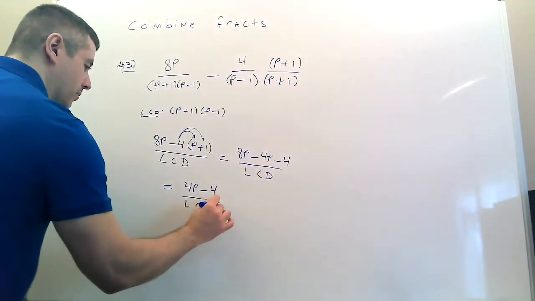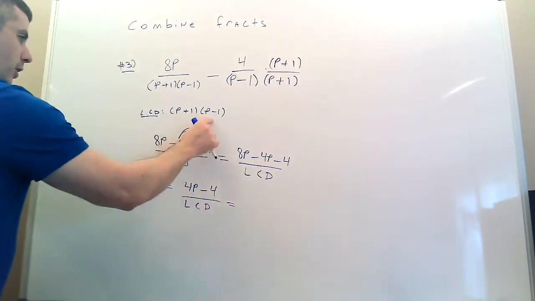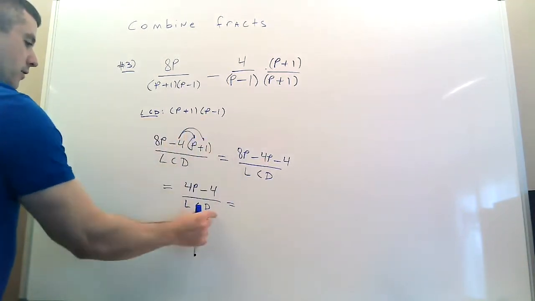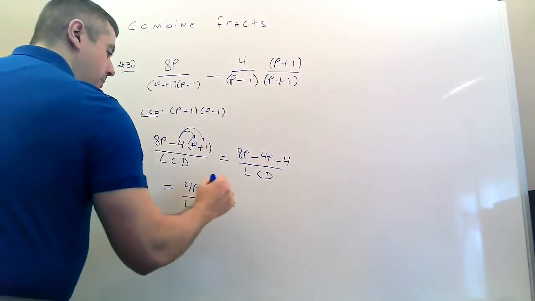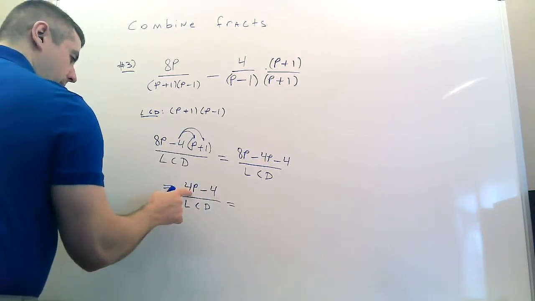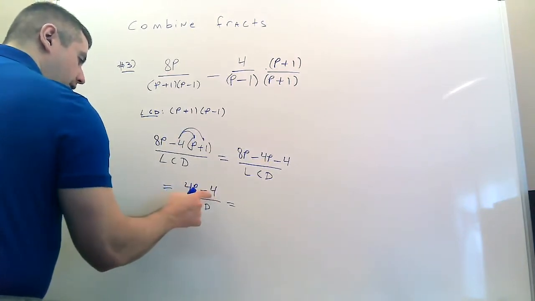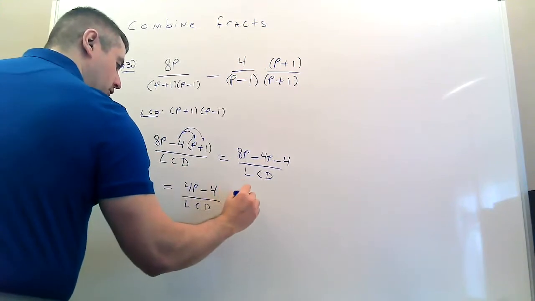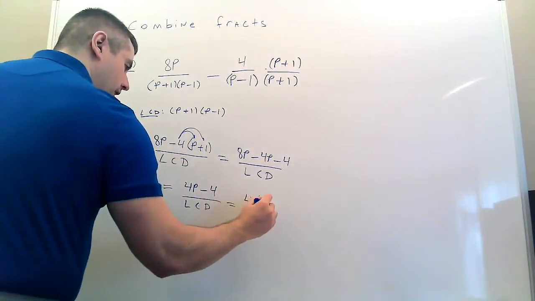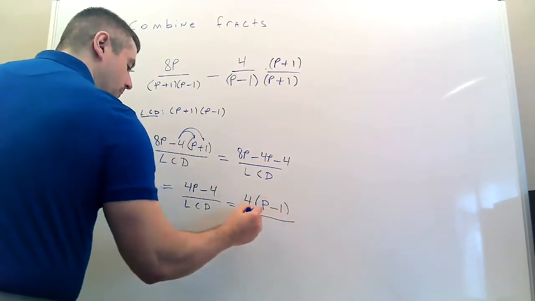Now, again, I'm just going to keep writing LCD. I know it's p plus 1, p minus 1. That's why I wrote it there, so I can write it here. Now, the top, look, 4p minus 4. They have a 4 that they're both divisible by. So that's GCF. That's type 1 factoring, right? So you factor out the 4 from the top.